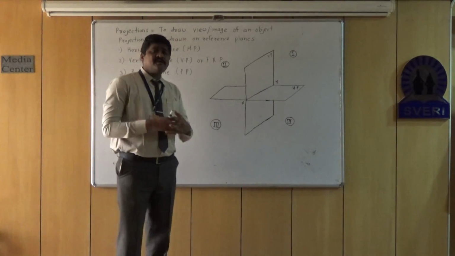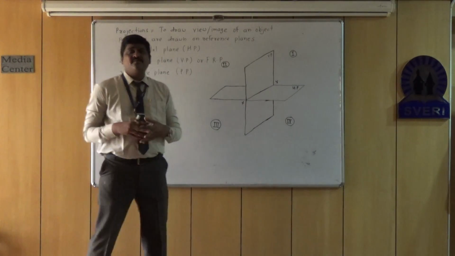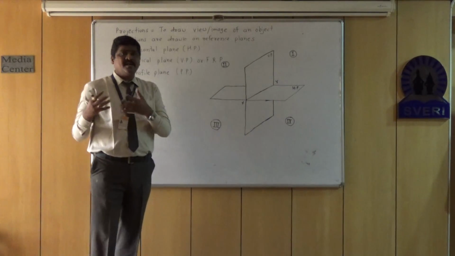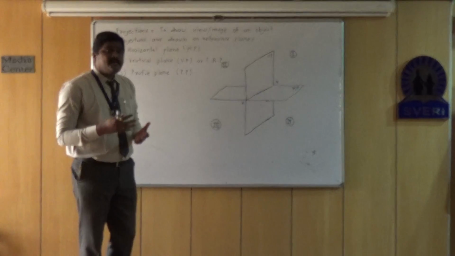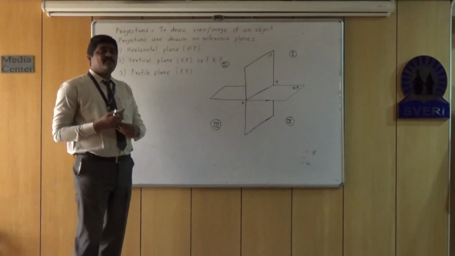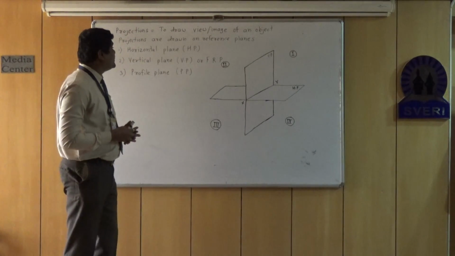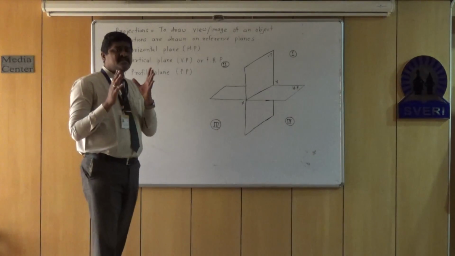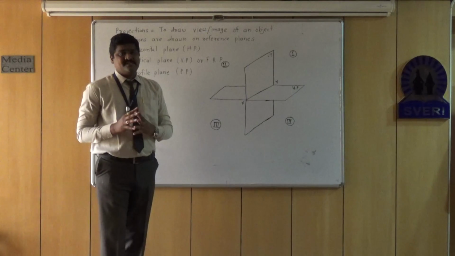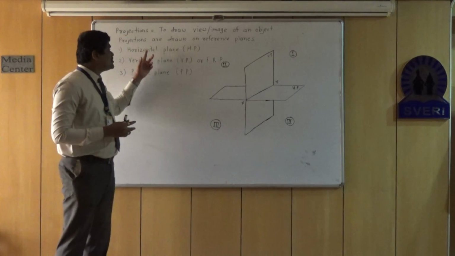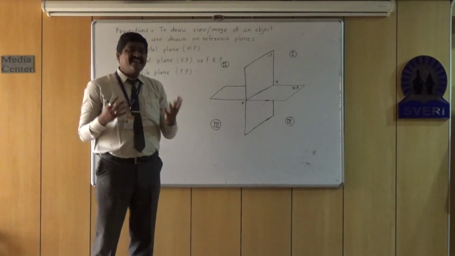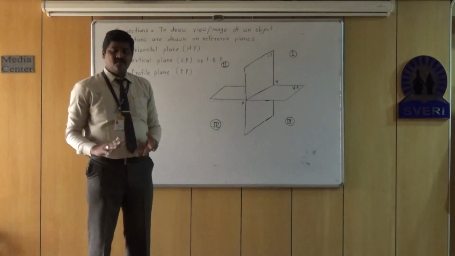So for drawing projections of the object, we require different geometrical entities as we discussed. It may be point, line or plane or solid. Then for drawing the projections or image, we need some reference planes. So there are totally three principal reference planes. One is horizontal plane, which is commonly known as HP. So we can correlate it to the ground.